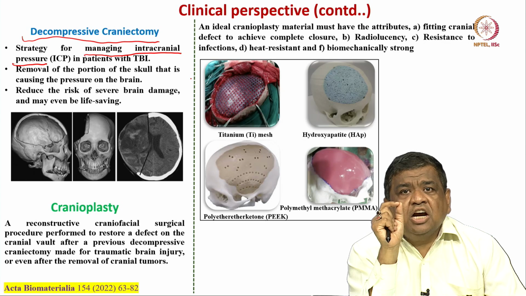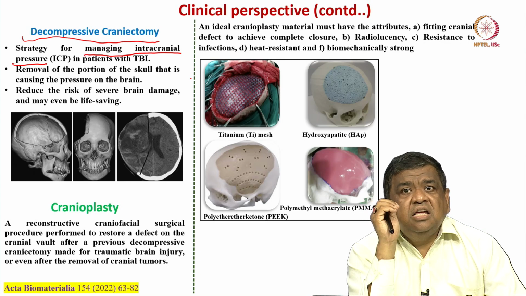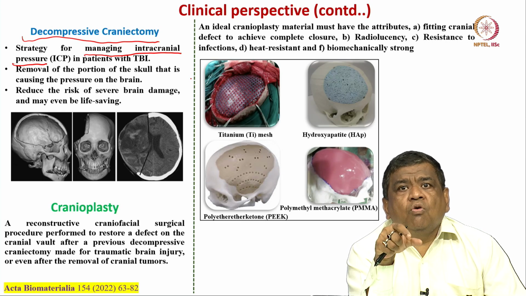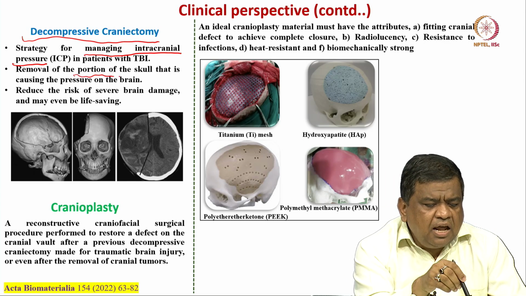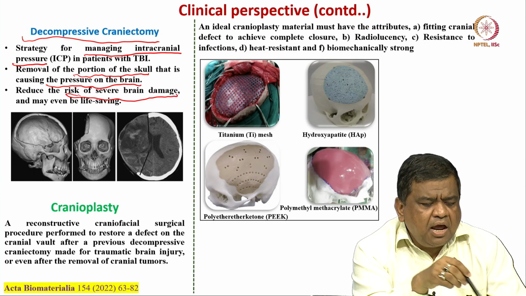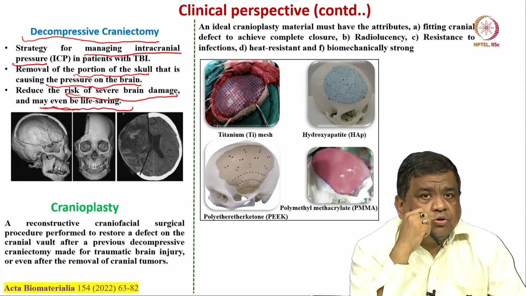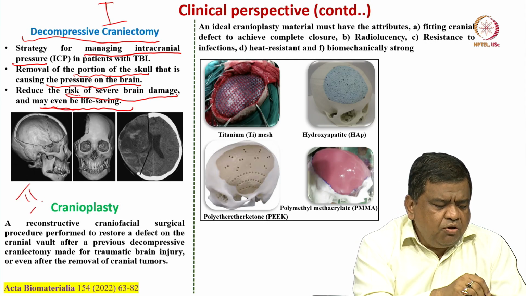Craniectomy means part of the human skull is being removed. The "-ectomy" means osteotomy, like some part of the bone is to be cut, right. It is the removal of the portion of the skull that is causing the pressure on the brain, which reduces the risk of severe brain damage, and it can even be life saving. So this is stage 1, and the second stage is cranioplasty.